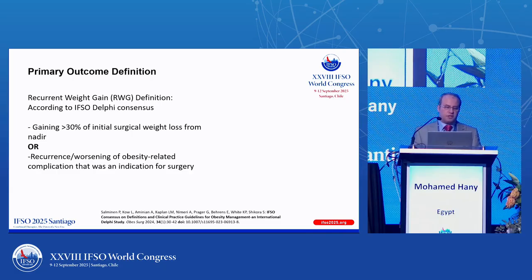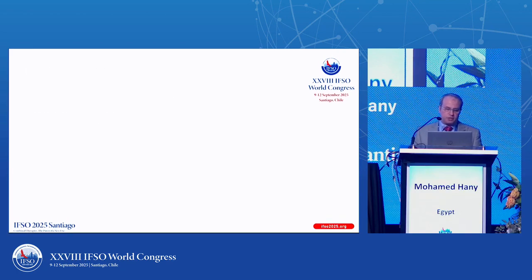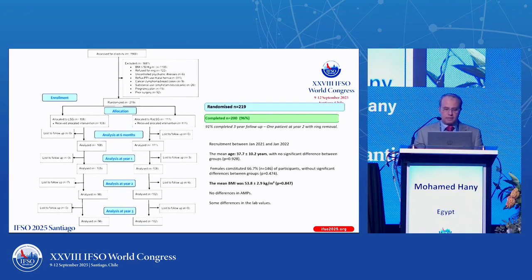And we chose this definition according to the latest Delphi consensus: recurrent weight gain is the gaining of more than 30% of initial surgical weight loss from the nadir, or recurrence and worsening of the obesity-related complication that was an indication for surgery. Okay, this is our CONSORT.